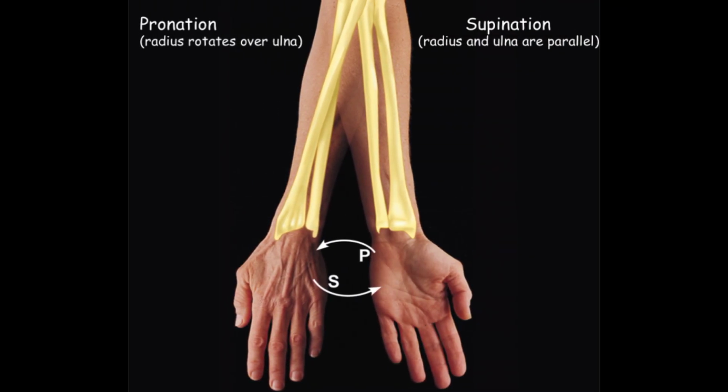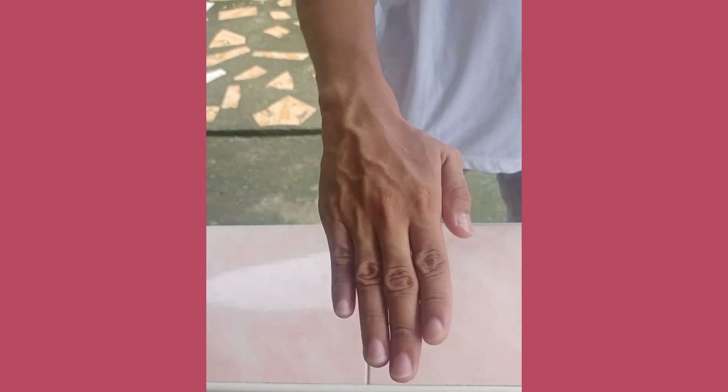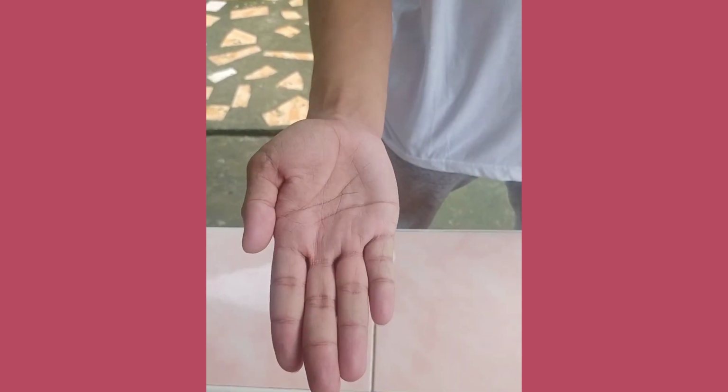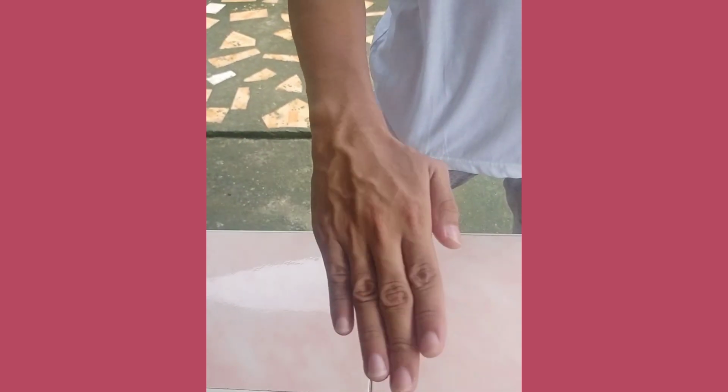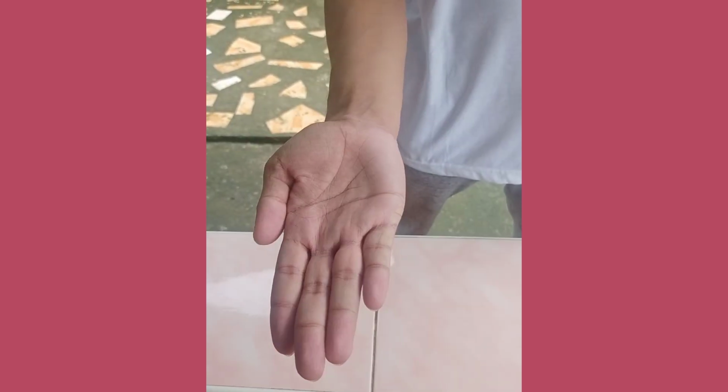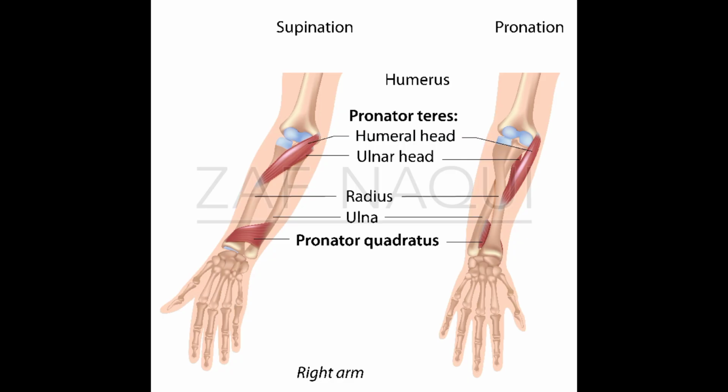Pronation. Radius rotates over ulna. Supination. Radius and ulna are parallel. Here is an example. These are the following bones and muscles involved.